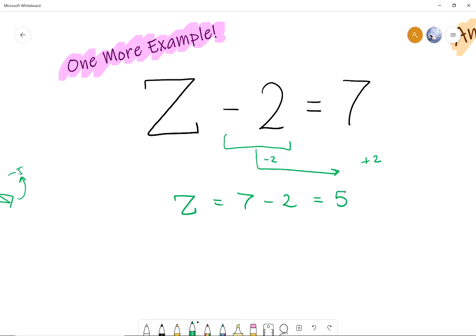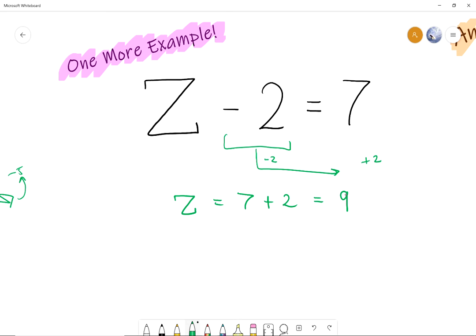Let's see that this works. Oh, oops, I made a mistake myself, you see? Even I make mistakes. So we said that the plus 2 appears on the other side as plus 2, so we get 7 plus 2, right? Yep. So how much is 7 plus 2? 9. Okay.